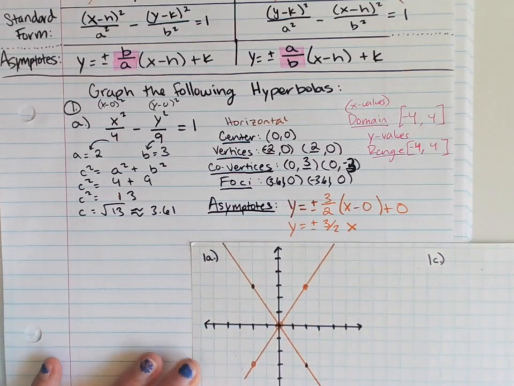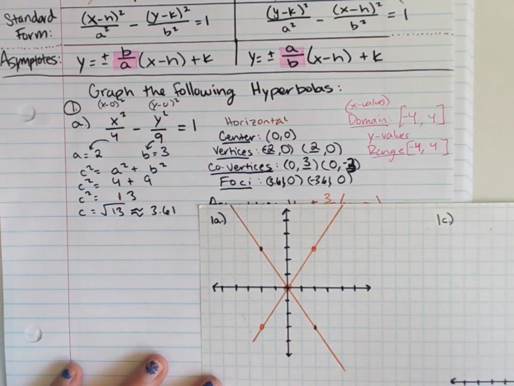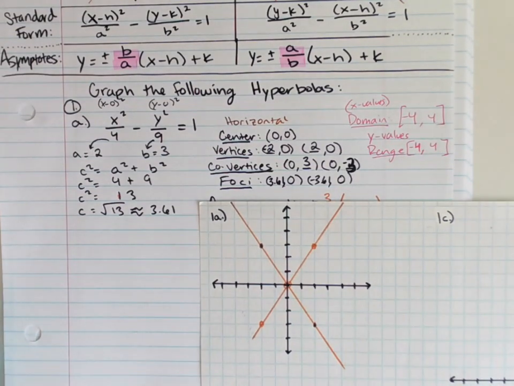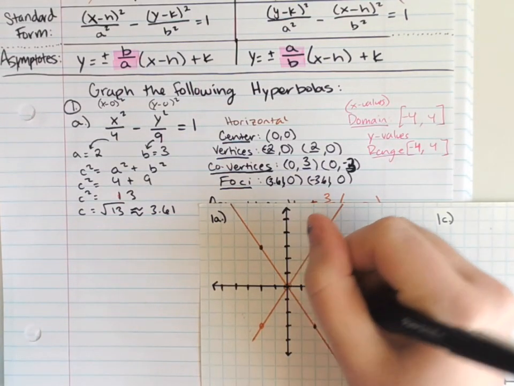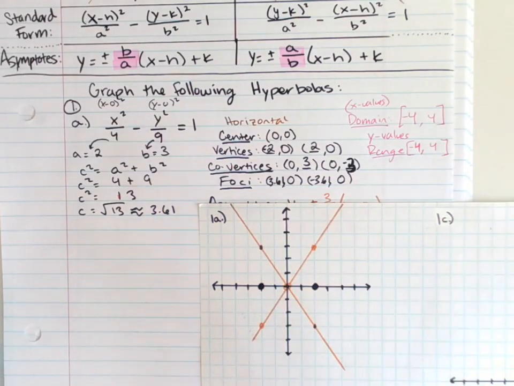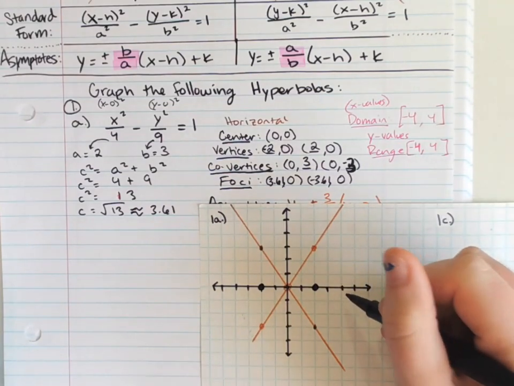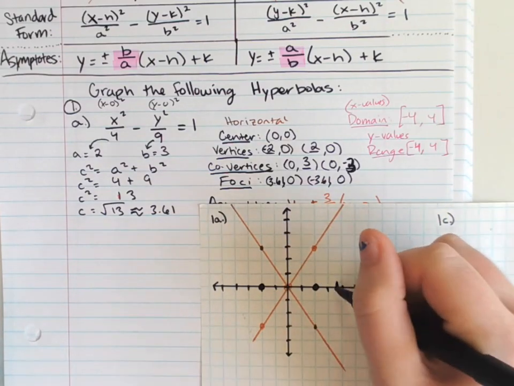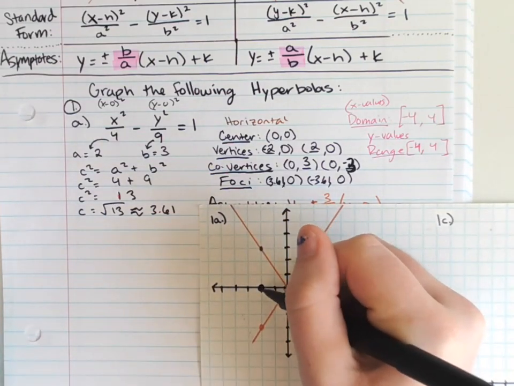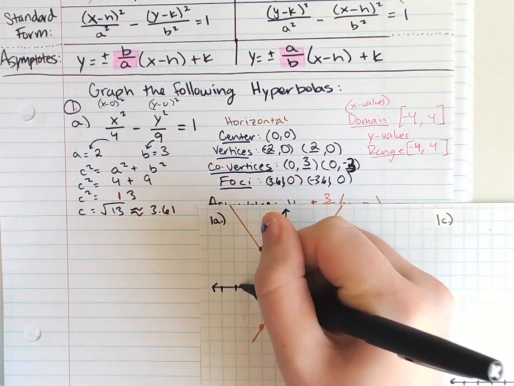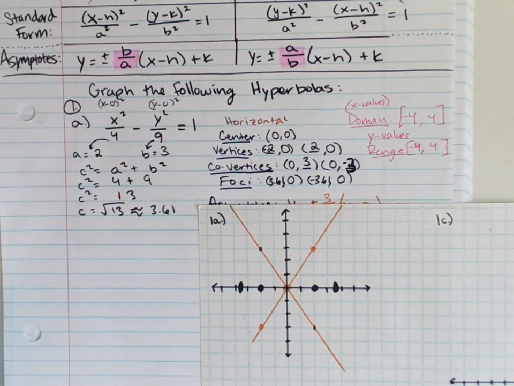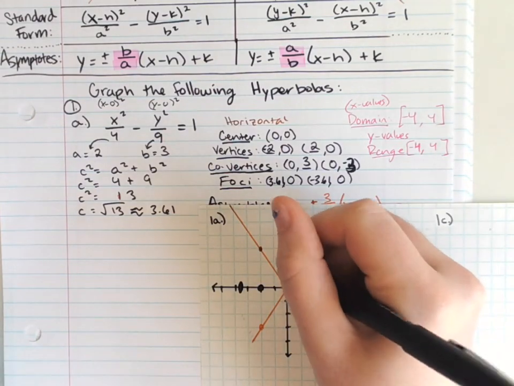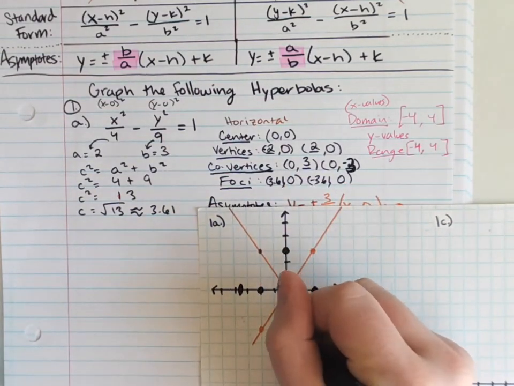All right. Asymptotes done. I'm just going to cover those up. Then let's plot our vertices. Our vertices are at 2, 0 and negative 2, 0. So there's a vertex, there's a vertex. I'm going to plot my foci as well. So it's going to be at 3.61, 0. So it's like, ish right there. That's kind of my foci. Negative 3.61, 0, ish right there. And then my co-vertices are at 0, 3 and 0, negative 3.